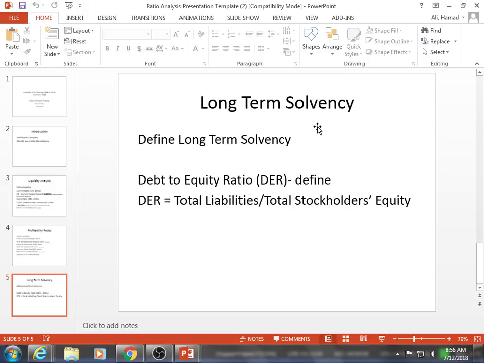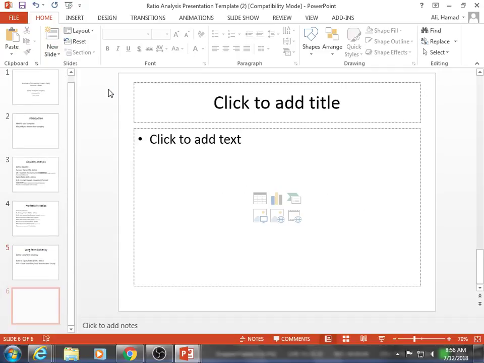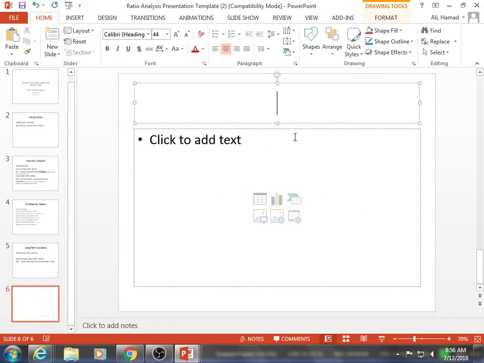Let's add the slide. New slide. Okay, and then market strength. Something is missing. The price earnings ratio.